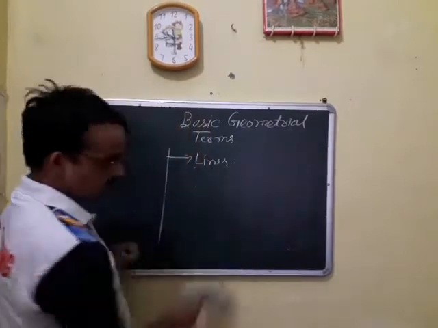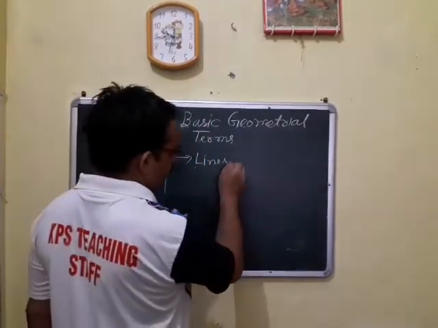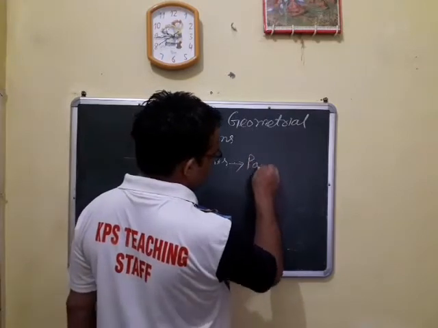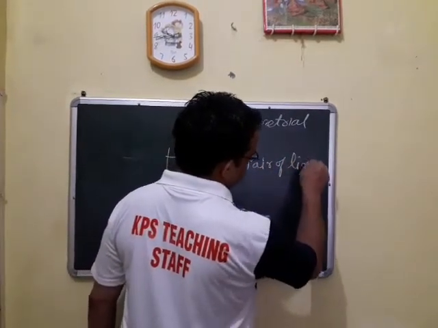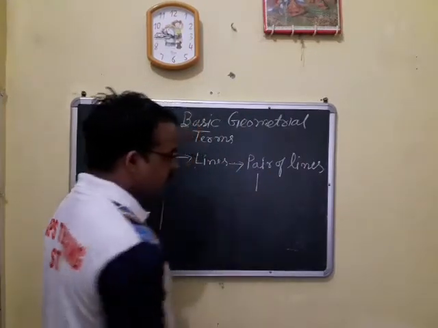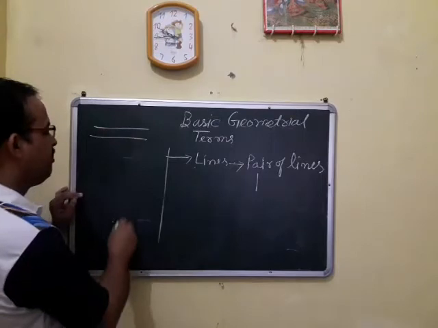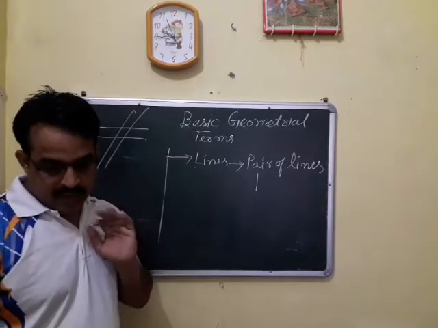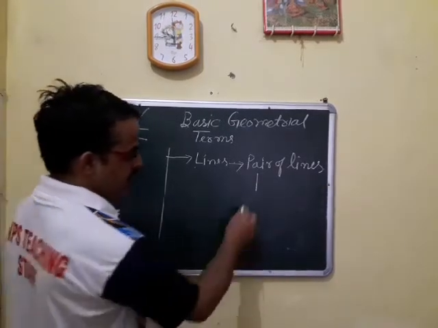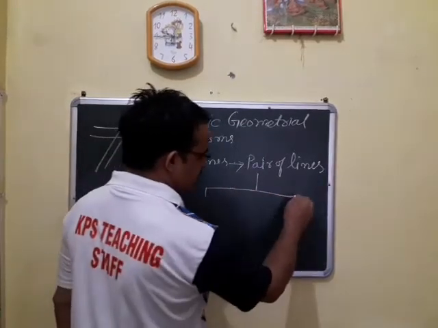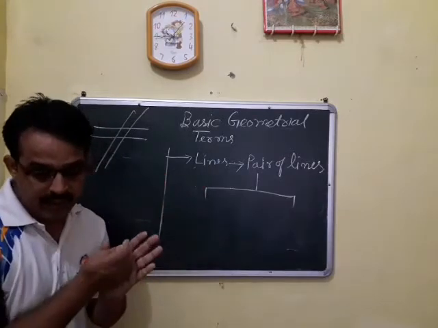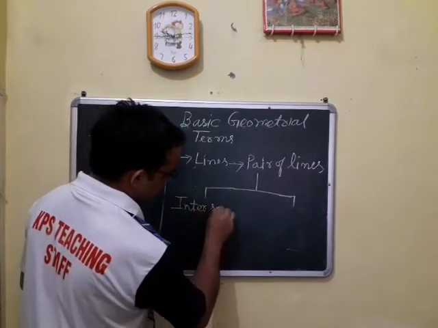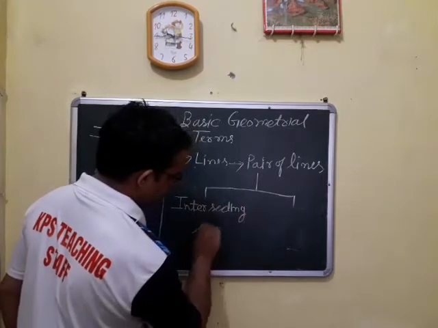Next point here, the pair of lines. Here this one is a pair of lines, clear, and this one is also a pair of lines. Now the pair of lines is divided in two parts. At first we know the intersecting lines.